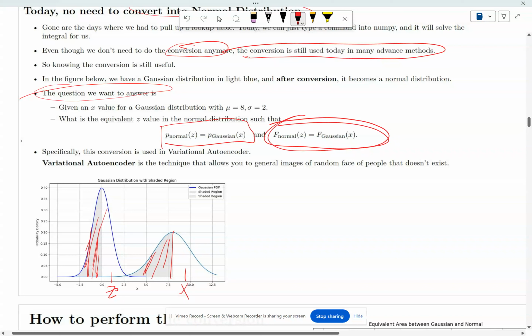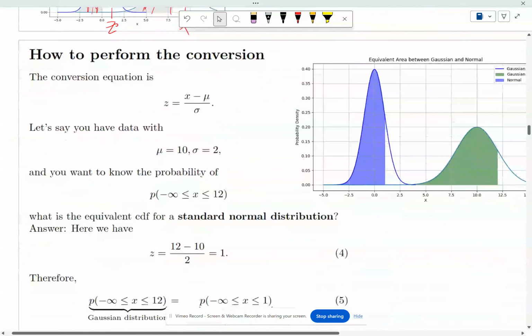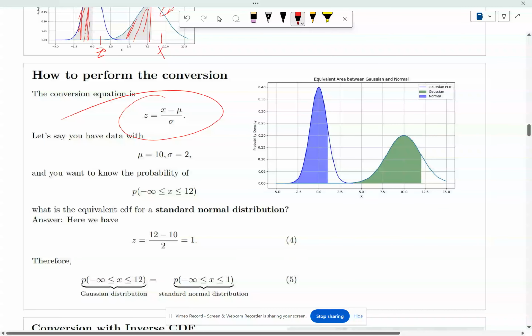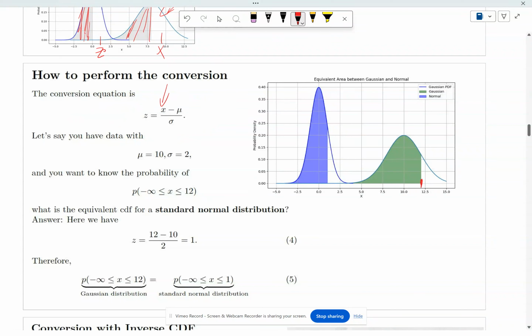Okay. Now there's this technique called variational autoencoder, and they are basically using this idea of transformation. So you definitely want to learn the transformation still. So how do you perform the conversion? Well, it's actually a really simple equation. Whatever value x you have, if you just subtract the mean and divide by the standard deviation, that will give you the z, and that's it.